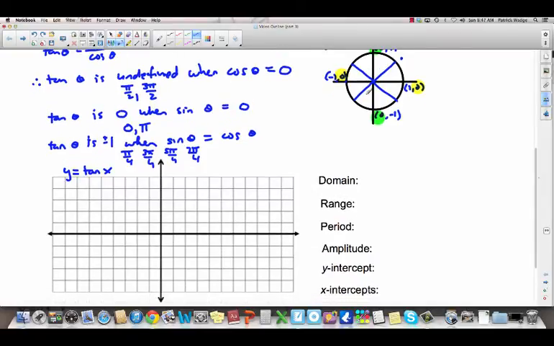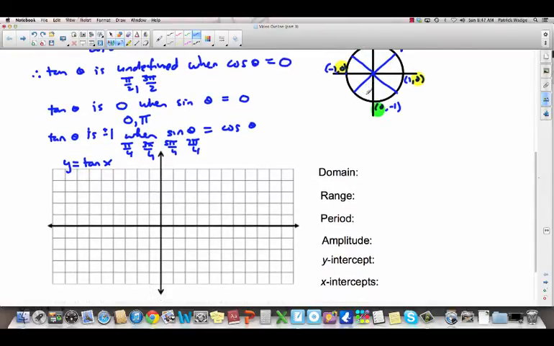Okay, I think we're ready to start graphing some of this stuff. So first of all, let's label this. Let's put pi over 2, pi, 3 pi over 2, 4 pi over 2, which is the same as 2 pi, and 5 pi over 2. Same in the negative, we've got negative pi over 2, negative 2 pi over 2, which is the same as negative pi, negative 3 pi over 2, and negative 4 pi over 2, which is the same as negative 2 pi.